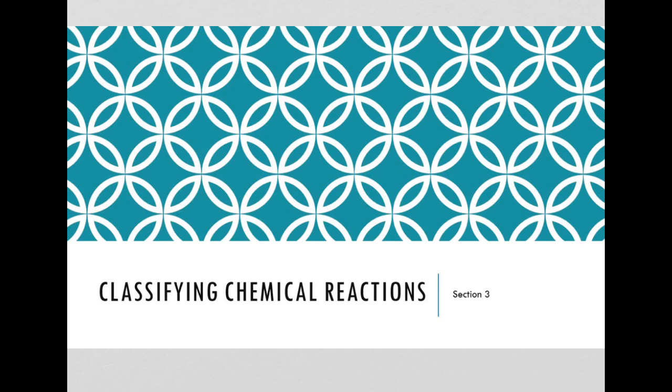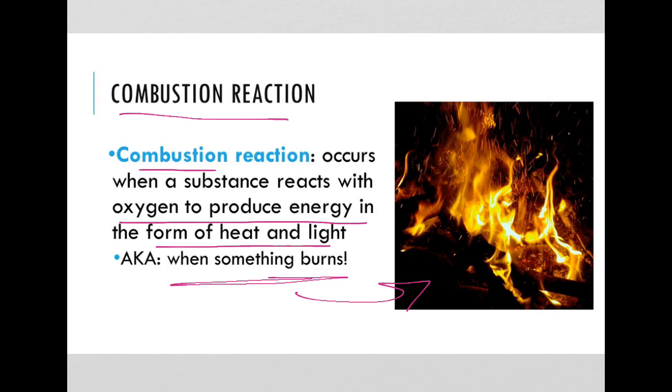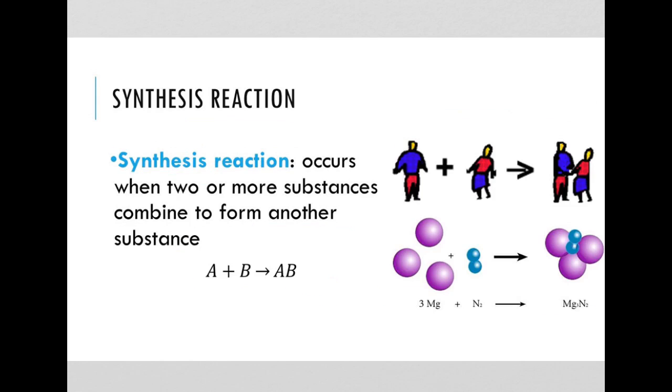Okay, this video is going to be a little bit longer, but it's going to talk about a couple main types of chemical reactions that we're going to classify here. The first type we're going to talk about is a combustion reaction. You've probably heard the term combustion before. A combustion reaction is going to occur when a substance reacts with oxygen to produce energy in the form of heat and light. So, for example, when something burns, as shown in the image, that is a combustion reaction.